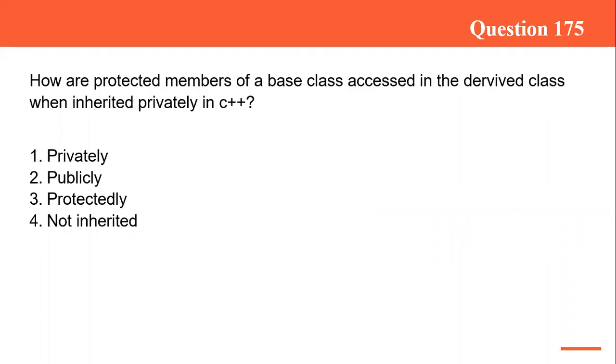175. In the question only they have given. I think the answer is within the question. The answer is privately. Right, in the question itself they have given. How are protected members of a base class accessed in a derived class when inherited privately? If we inherit privately, how can we use it? We can use it privately only. Their property will not be extended beyond that.